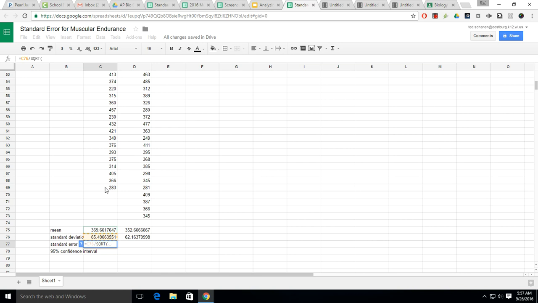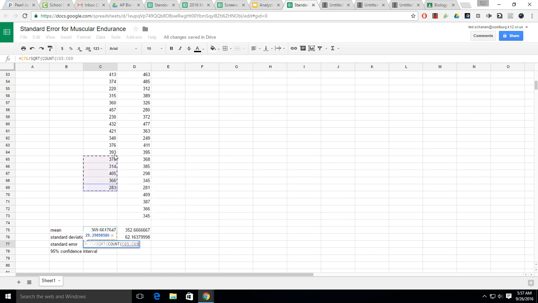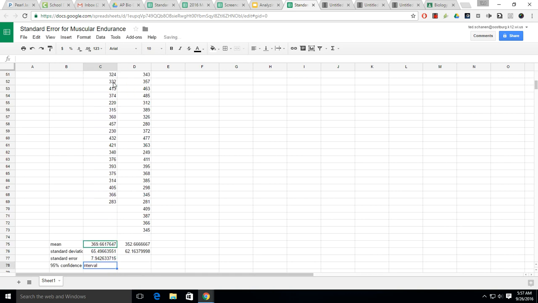And then it's the square root of the number of samples. So I can take, okay, there's 69 minus 1, but another function that you can do is just put in a count function. And then if I highlight all this, it's going to get the number of samples, and it just stops me from making mistakes. So I click that in, and it gives this standard error of 7.94.